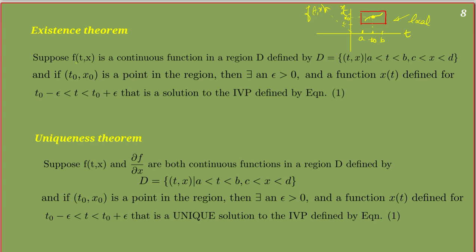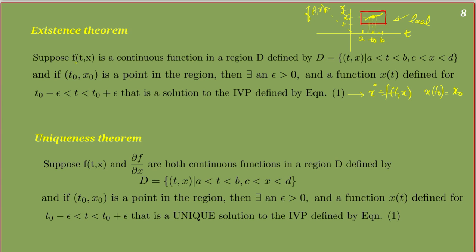So that is why it is said that near t0, in the region between t0 minus epsilon and t0 plus epsilon, a very close region near t0, if this function is continuous, I can say that near this region the solution exists for our equation x dot equals f of t comma x, with x at t0 equal to some x0.